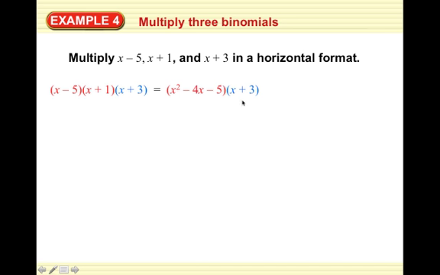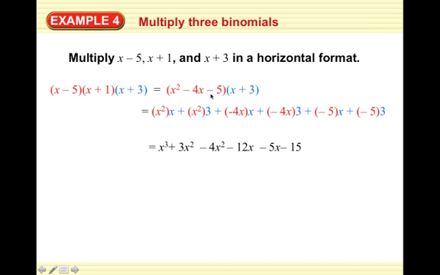Okay, I still need to multiply by my x plus 3, so it's written out here. So what I'm going to do now is I'm going to use the repeated distributive property. I'm going to take x squared and multiply by x, negative 4x, and multiply by x, negative 5, and multiply by x. Then I'm going to come back and do the same thing, x squared times 3, negative 4x times 3, negative 5 times 3. So I've got x squared times x plus x squared times 3, and then I'm going to come back and do negative 4x times x, negative 4x times 3, and then negative 5 times x plus negative 5 times 3.